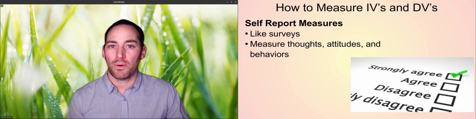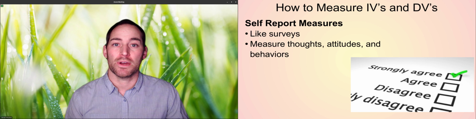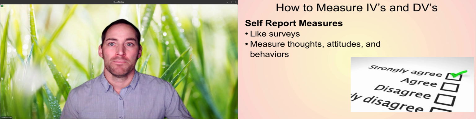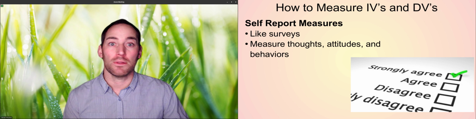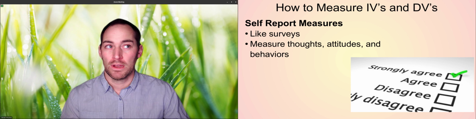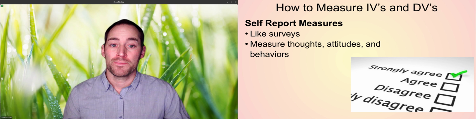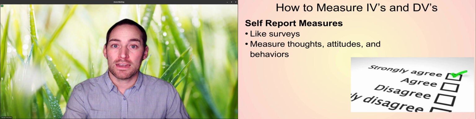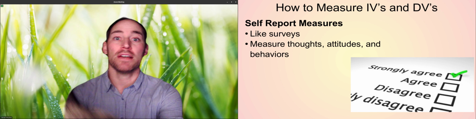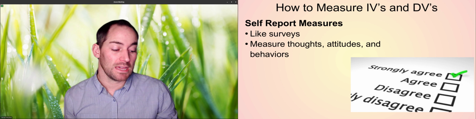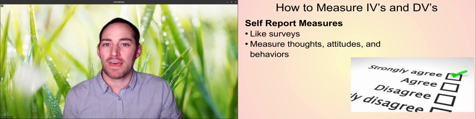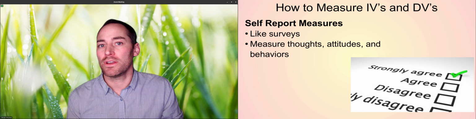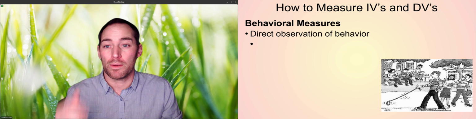Self-report measures are things like surveys. You measure thoughts, attitudes, behaviors. Did you do pro-social behavior yesterday? Yes or no? How likely are you to do pro-social behavior? Very likely, not very likely. How likely are you to vote for this candidate? Do you have positive or negative attitudes towards this candidate? These kinds of things are self-report. You're reporting about yourself. That can be one measure of either an independent variable or a dependent variable.